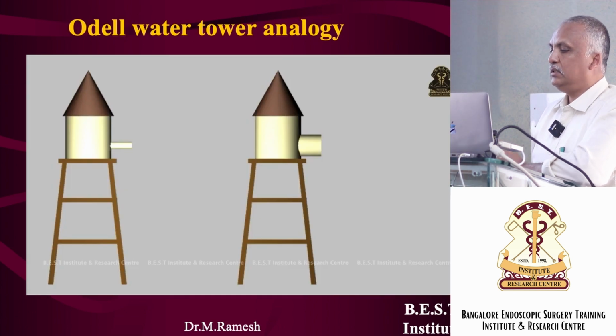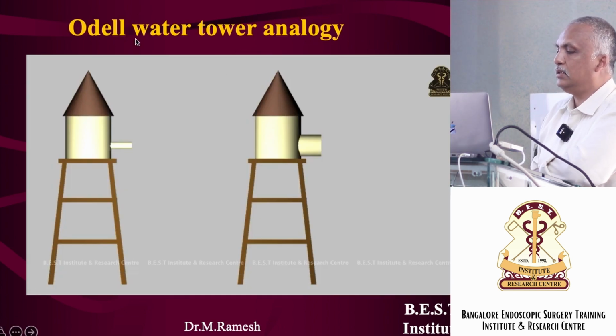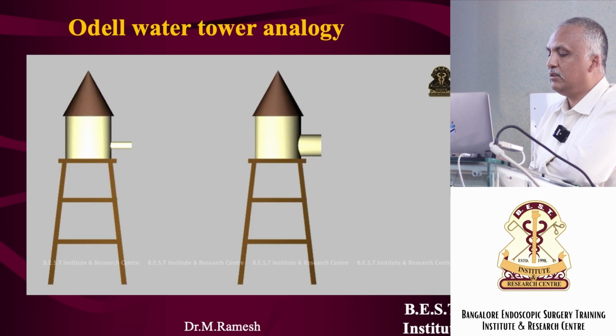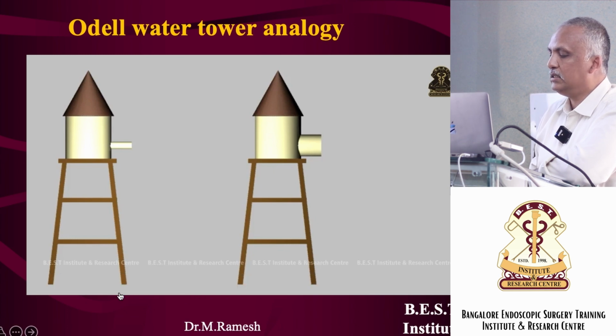Okay. So this is an analogy called Odell's water tower analogy. We are using this to understand different aspects of electricity. Supposing there is water in a water tower, you can take it as electricity that is coming in an electrical wire and showing its effect, what is happening.